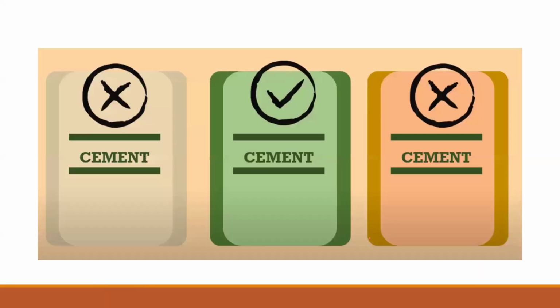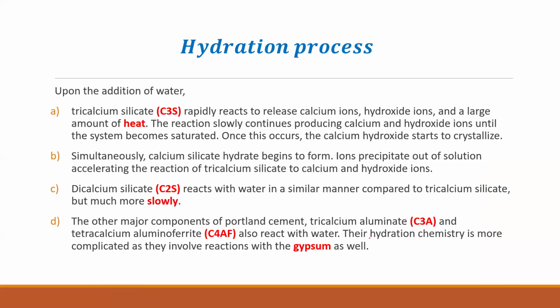Now let's see what is happening. When we add water, what is first happening is C3S rapidly reacts to release calcium ions, hydroxide ions, and a large amount of heat. This reaction is rapidly happening and it is generating a huge amount of heat. The reaction slowly continues producing calcium and hydroxide ions until the system becomes saturated.